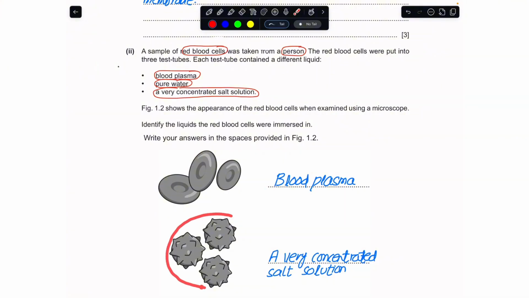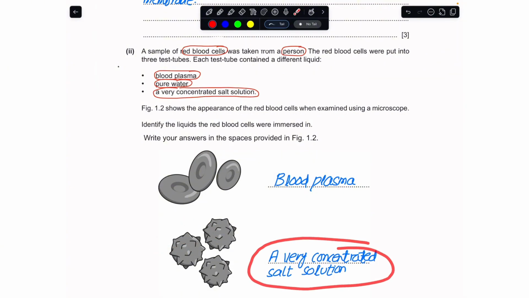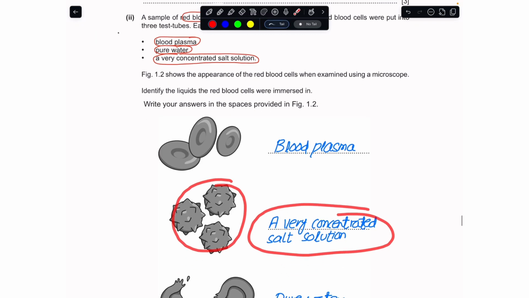If you were to see these cells, you see that they appear shrunken. So this means that these red blood cells were placed in a very concentrated salt solution, and the red blood cells have lost water as the water would move out of them into the surrounding solution. So this is a very concentrated solution, and the cells appear like this.